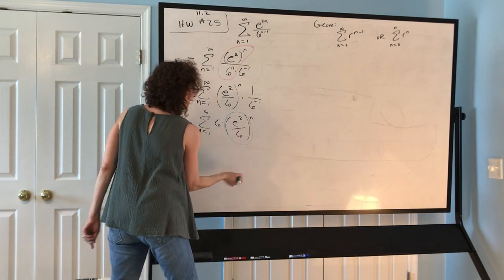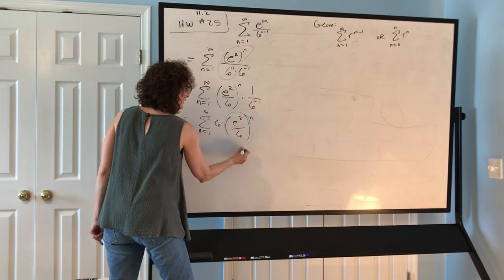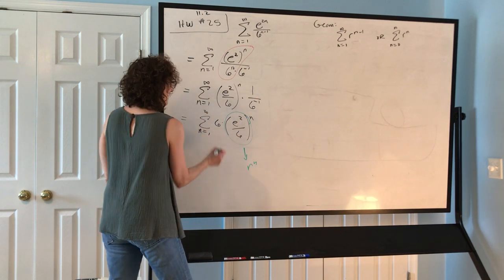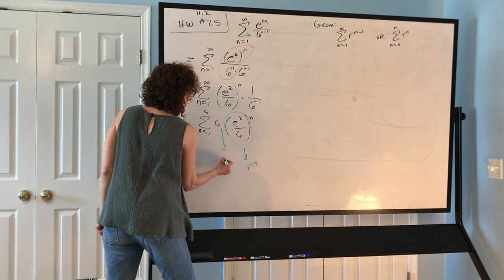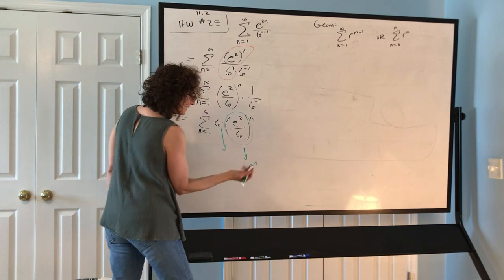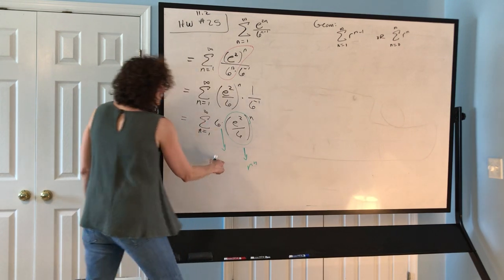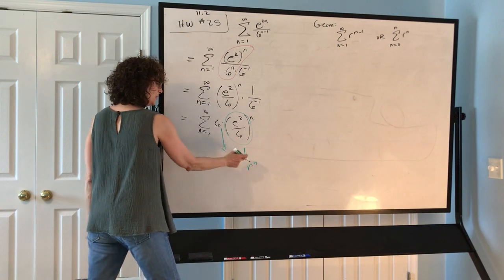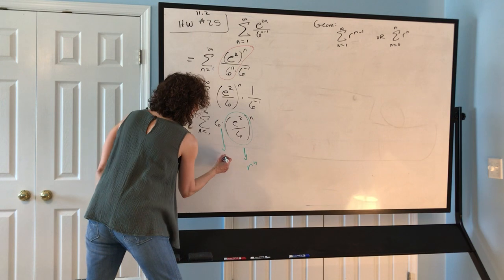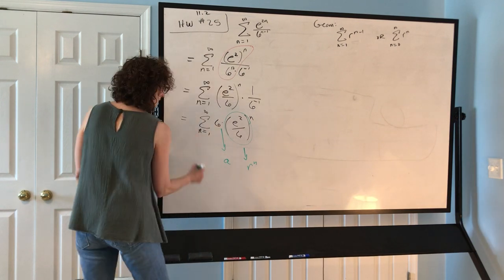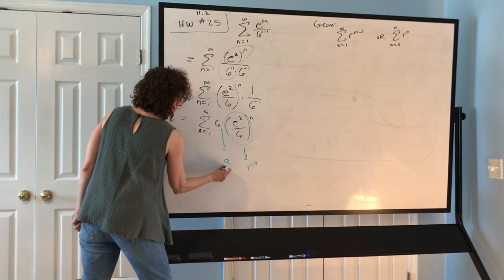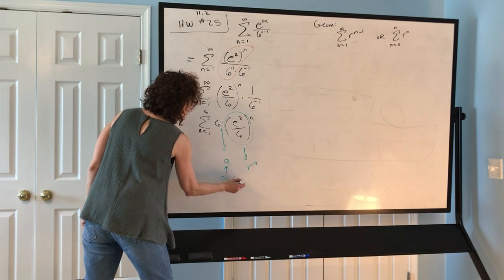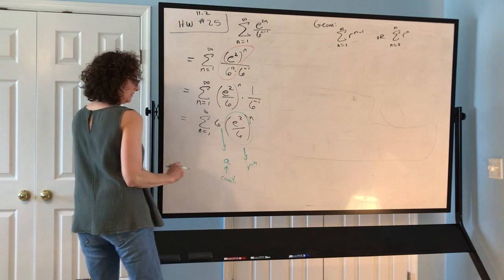This guy is my constant to the n, this is an r to the n, and this guy is like my a, or a constant c, perhaps. You're going to be looking at some results related to multiplying a series by a constant. We'll just call that guy a for now. He's a constant, and this is constant to the n.